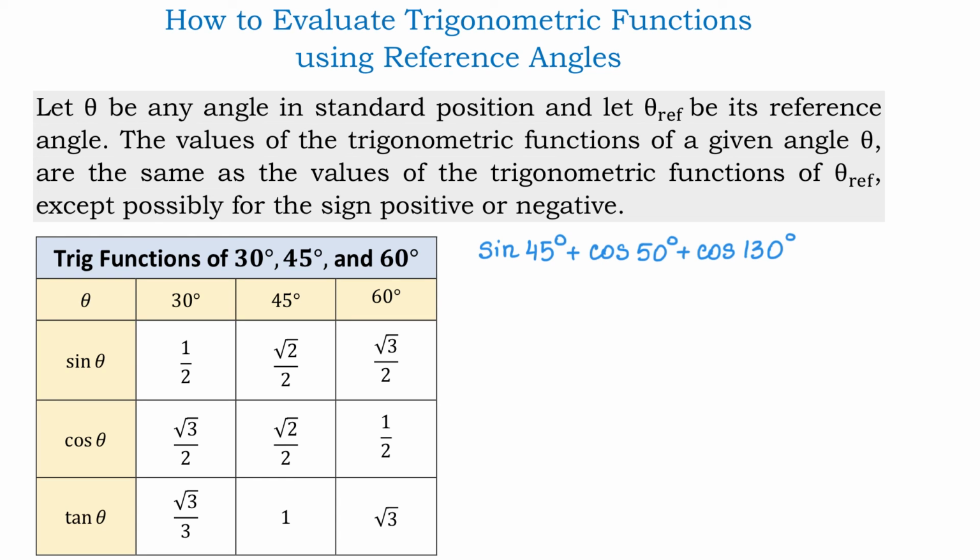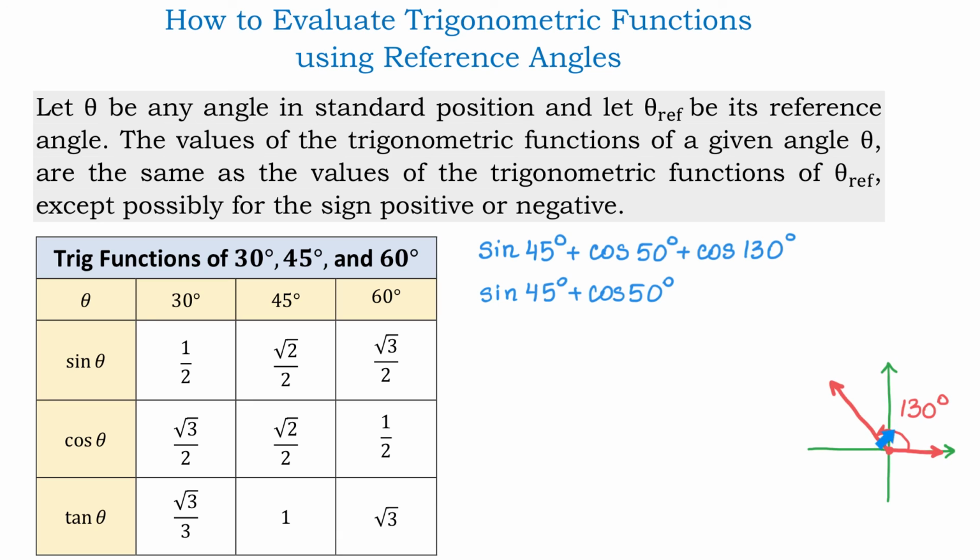We will evaluate the expression sine of 45 degrees plus cosine of 50 degrees plus cosine of 130 degrees without the use of a calculator. We see that the first two angles are acute angles, but the last one is an obtuse angle that lies in quadrant 2. We will bring down the first two terms, so we will have sine of 45 degrees plus cosine of 50 degrees. And now let's find the reference angle for 130 degrees.